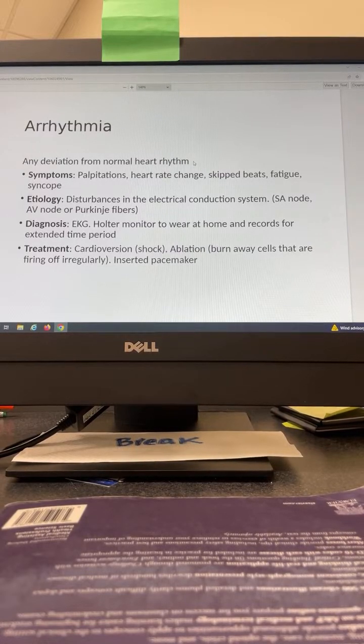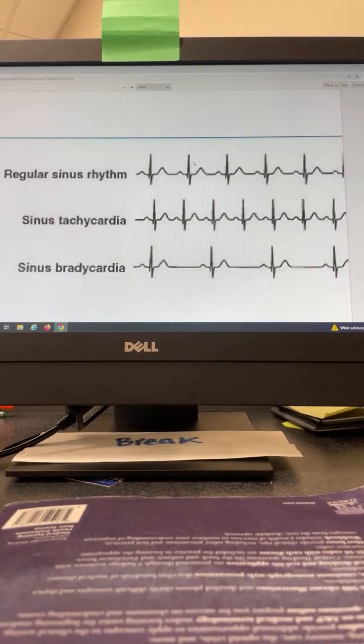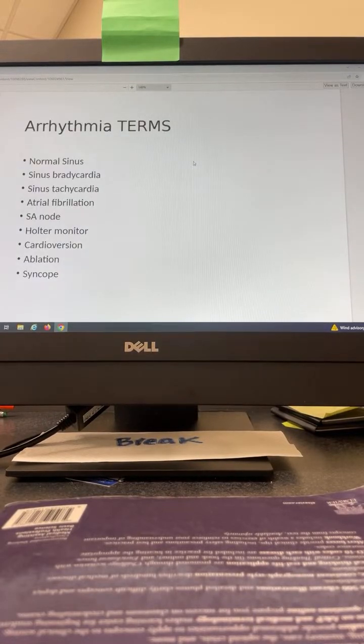The ones that you do need to know are just the basic normal sinus, which is just the normal rhythm, bradycardia, tachycardia, and atrial fibrillation. Those are just the main ones that come up over and over again in the diseases that we talk about. So bradycardia is just a slower than normal heart rate. Tachycardia is a much higher than normal heart rate.